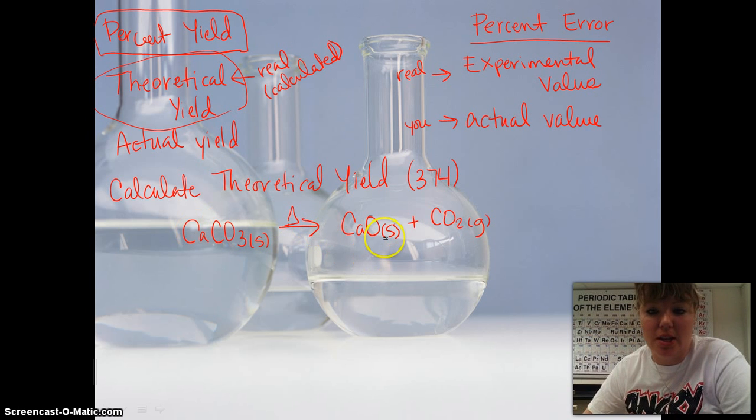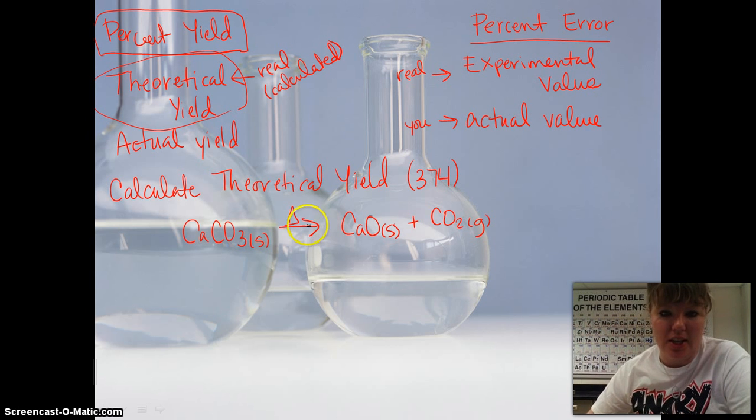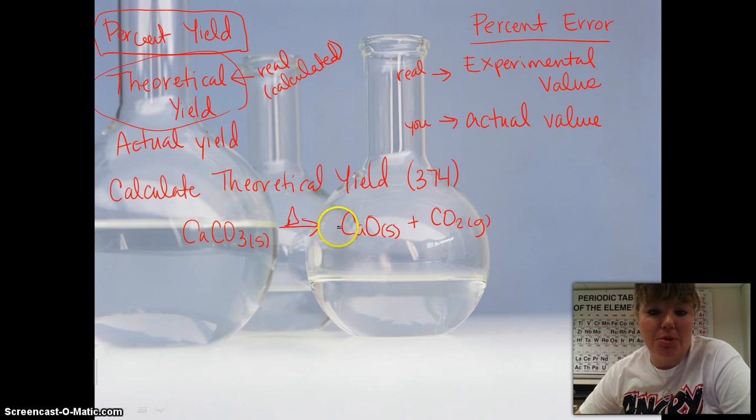We have one calcium, one carbon, and 3 oxygens. So we don't need to do any balancing, which is nice. But now we need to calculate what the theoretical yield is of, it has to be a product. So since we would have to trap this gas and it's a little bit harder to measure, we can calculate this pretty easily because it's solid, so we can weigh it out at the end.